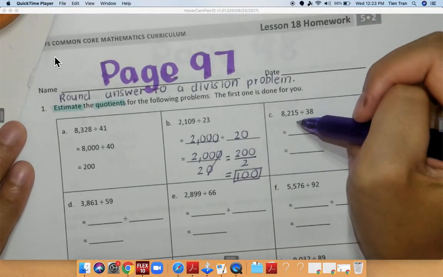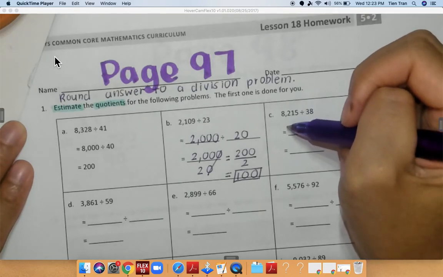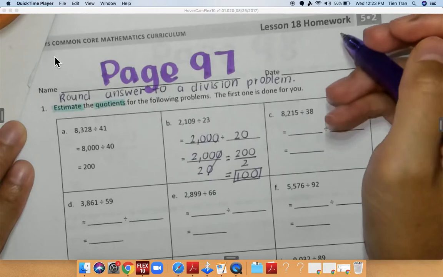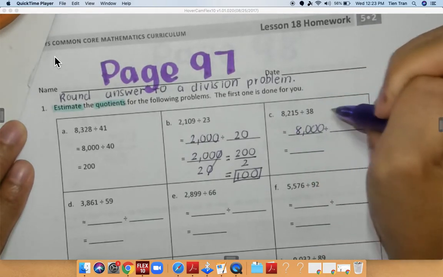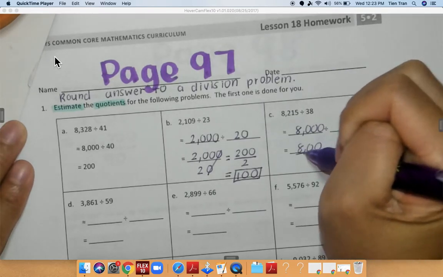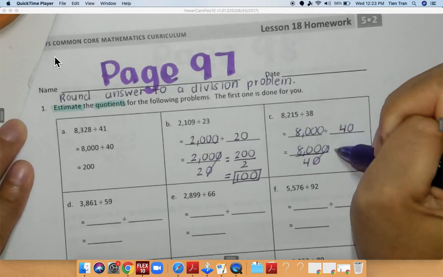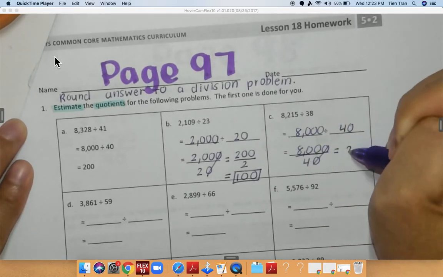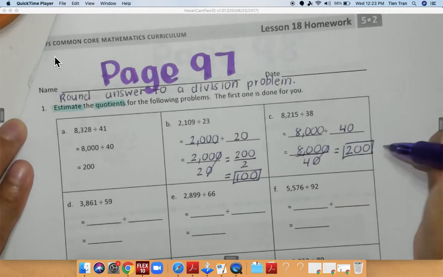Now over here, I have 8,215 divided by 38. 8,215 can be rounded to 8,000, and 38 can be rounded to 40. 8,000 divided by 40 is what I have here. 0 divided by 0 is equal to 0. 8 divided by 4 is equal to 2. And add my 2 zeros at the end. My final answer is 200.